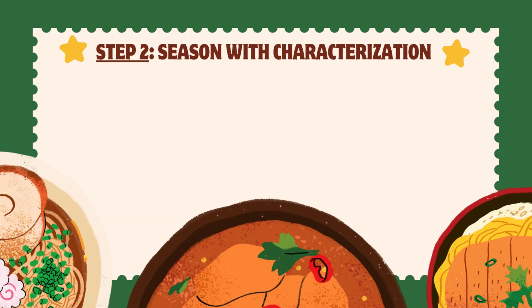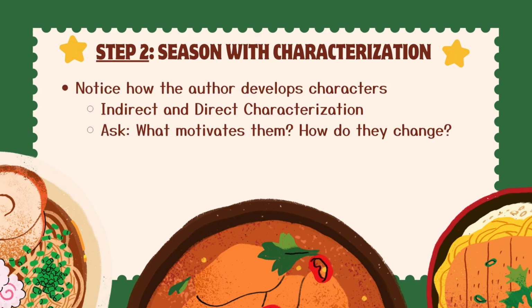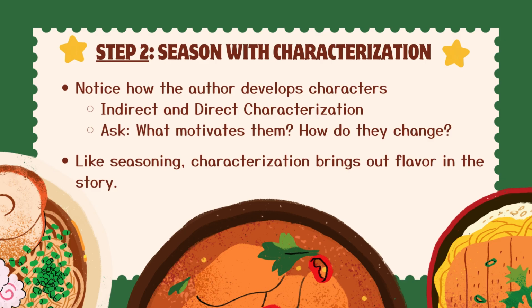In step 2 of our recipe, we will season with characterization. We want to notice how the author develops characters using indirect and direct characterization. Also, ask yourself, what motivates them? How do they change? Like seasoning, characterization brings out flavor in the story.